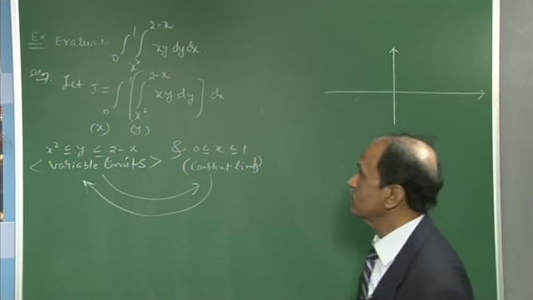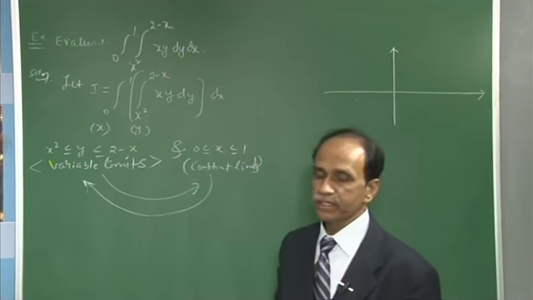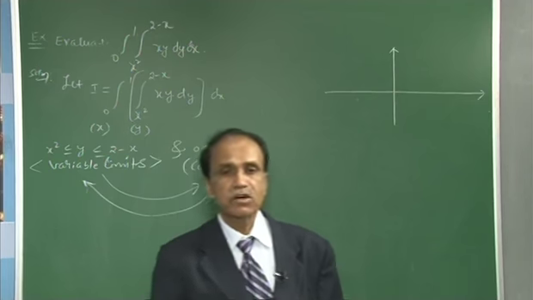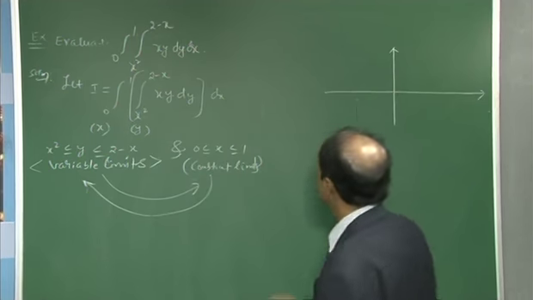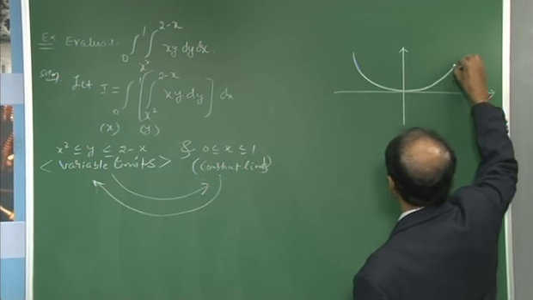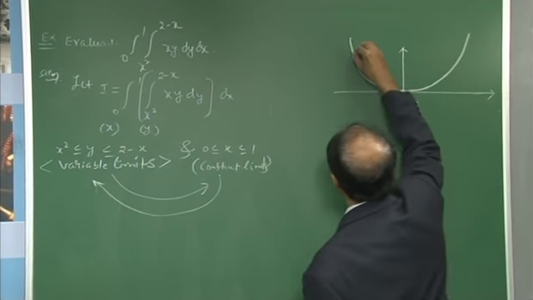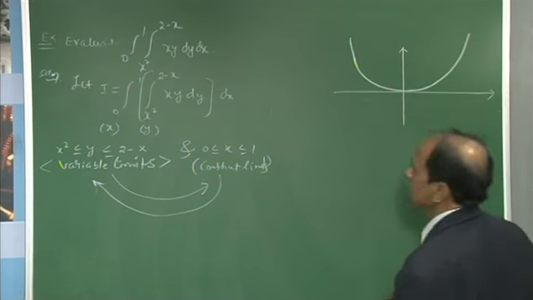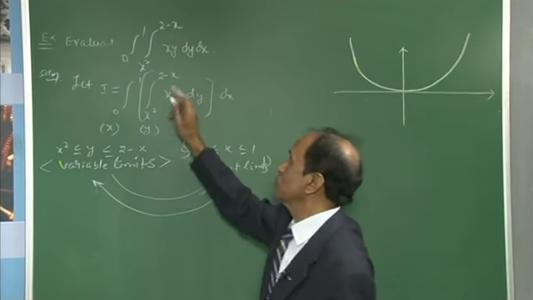X square is equal to, this is y is equal to x square, that means even powers of x and odd powers of y. Therefore, your parabola should be having the focus on the y axis but not on the x axis. This is your parabola. Fine. And another curve is y equal to 2 minus x.